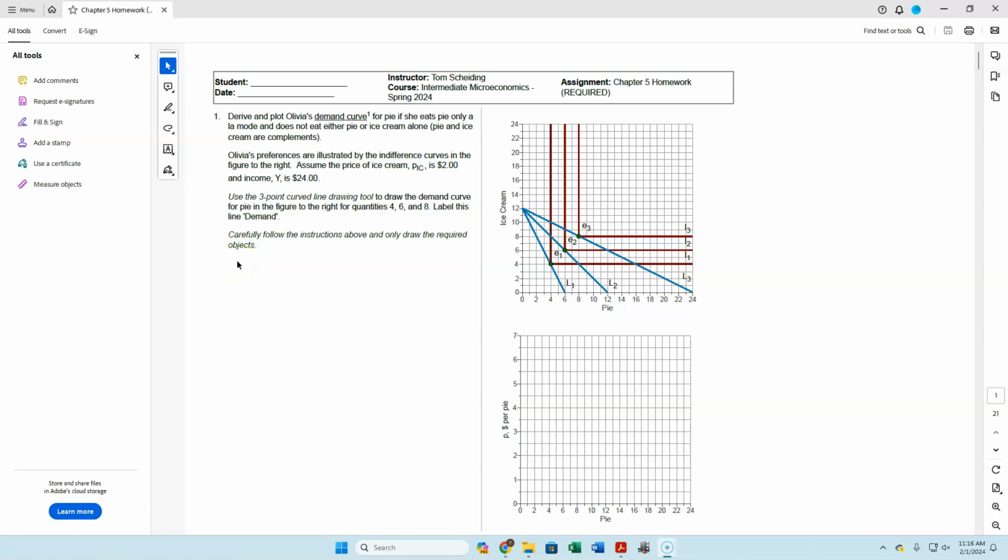Okay, so here for chapter 5, we're dealing first with pie and ice cream, which in this case are perfect complements, and our income. Sorry, in my case, I had income of 36. I had price of ice cream at $3. So if I just make those two little changes here, my math will be okay.